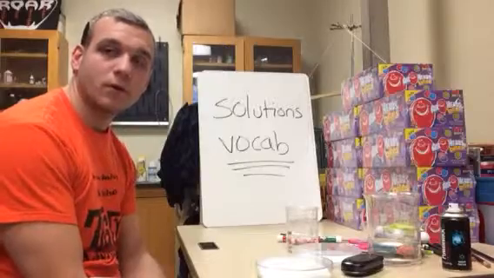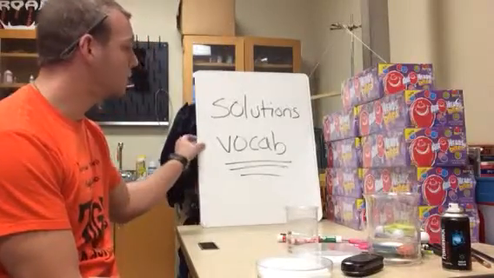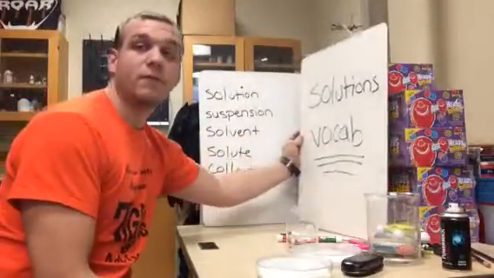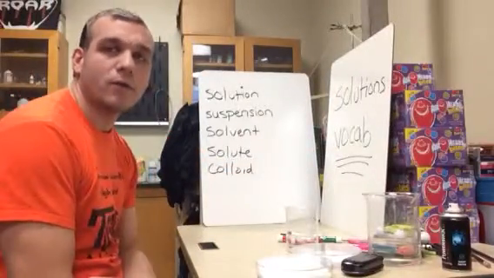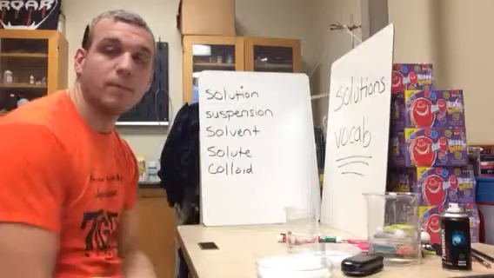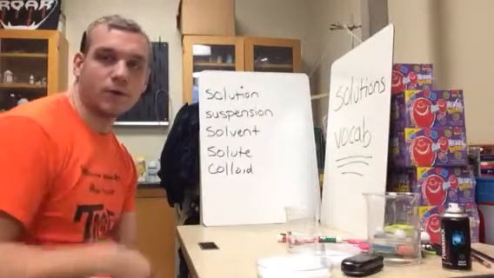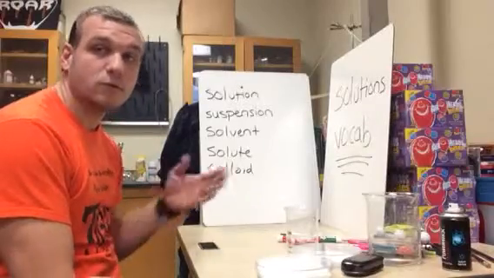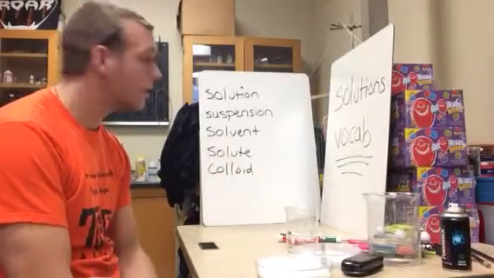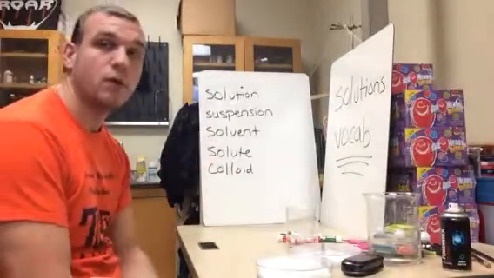The first thing that we're going to go over is some of the vocab. There's 5 different main vocab words that we're going to start with. We'll probably have another vocab section coming up that will deal with how you calculate parts per million, molarity, things like that. But first, we need to know some basic vocab. So first thing is solution.